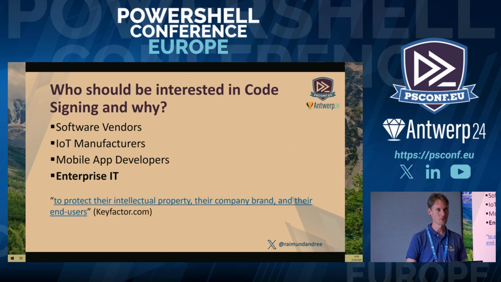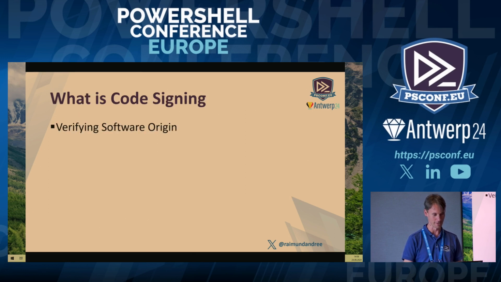So what's code signing used for? To protect their intellectual property, their company brand, and their end users, right? That's the theory. It doesn't always work. Let's dive into this. So what is code signing? We should be able to verify the software origin, but this only works if things are done correctly and if there is no breach, right?